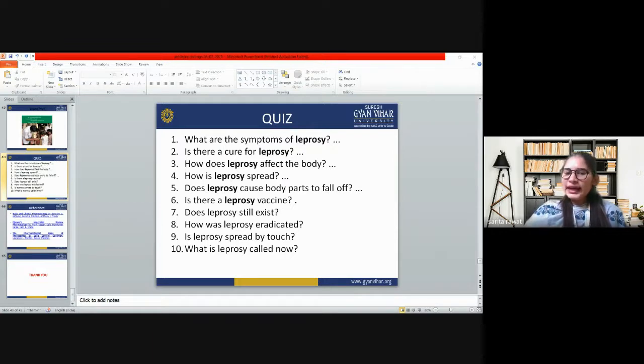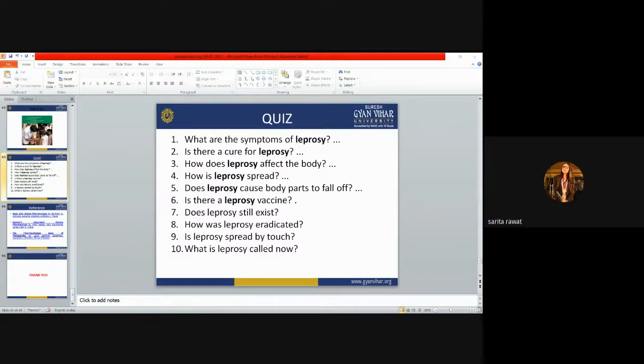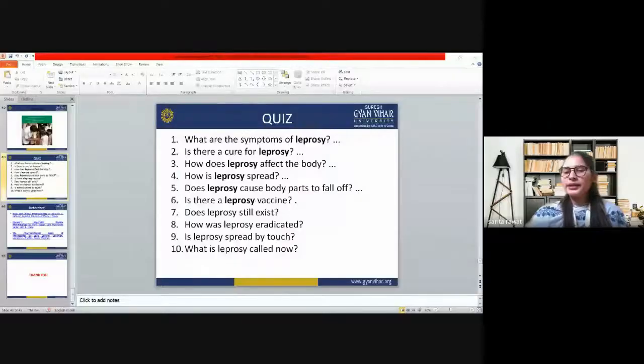So multi-drug therapy is provided free of charge by the WHO, World Health Organization, and the earlier people start the treatment, the better, as they are less likely to develop permanent impairment as the result of their leprosy. So definitely there is a cure for leprosy.